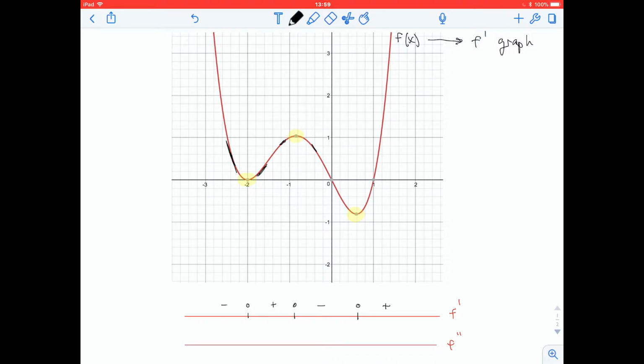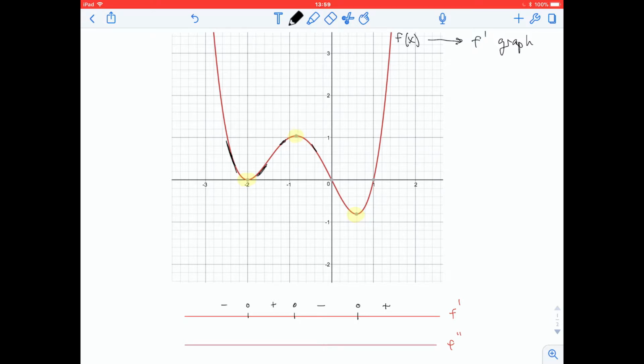The last thing that might be useful is identifying inflection points, because these are going to tell us where the sign of the second derivative changes. This is going to be found by the derivative of the derivative graph that we're going to draw. So it just serves to check that we're drawing this derivative graph correctly.